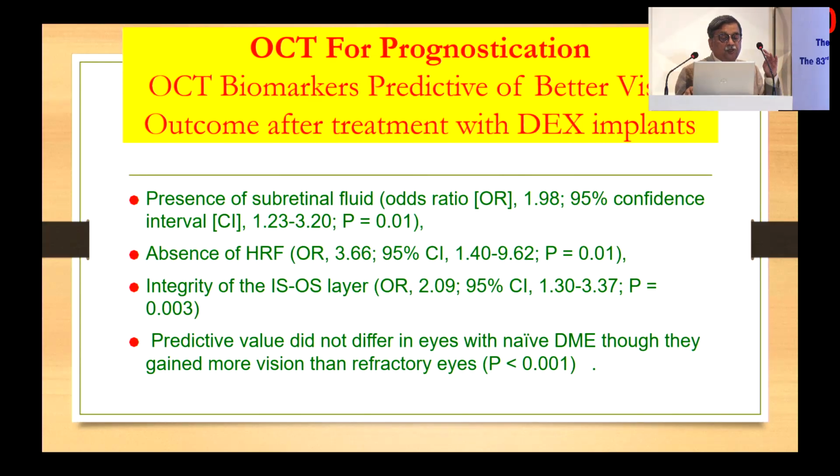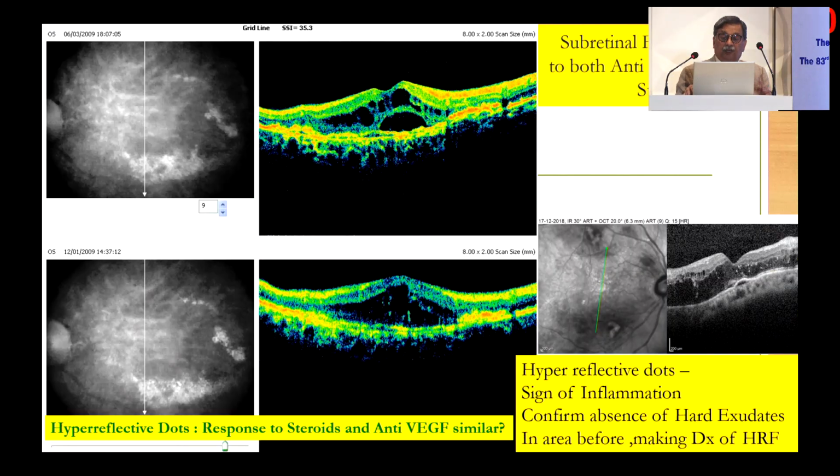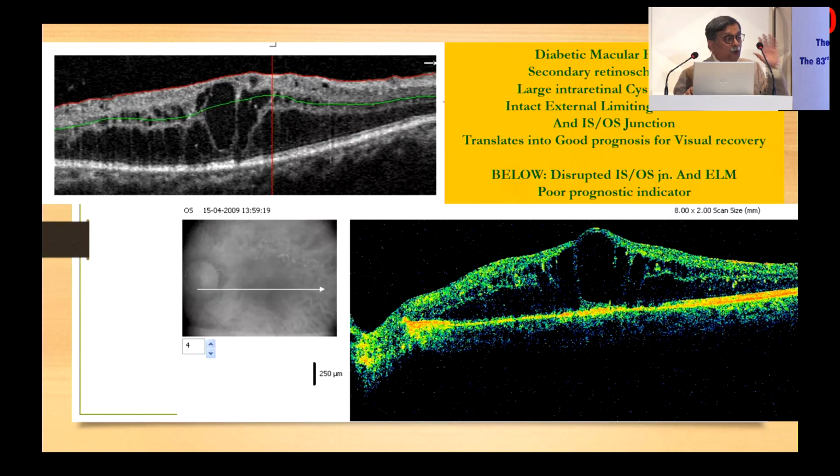So we know that patients with subretinal fluid do better, patients with absence of HRF, hyperreflective foci, do better, and most importantly, patients with an integrity of the ISOS junction do better. Now, if the patient has a lot of hyperreflective spots, if they are very large in number, the chances are these patients will have early recurrence after treatment. It's not that they don't respond to one treatment or the other. Both subretinal fluid and hyperreflective spots will respond to both anti-VEGF agents and steroids. I've shown you here, this patient had an intact ISOS junction, this one didn't. This one had a good prognosis, this one did not.